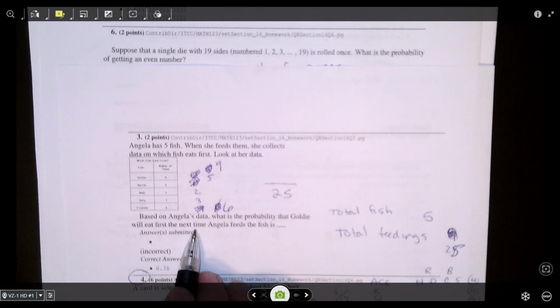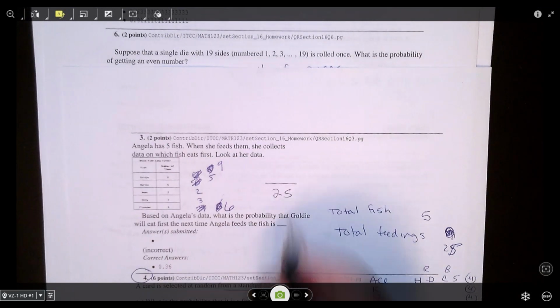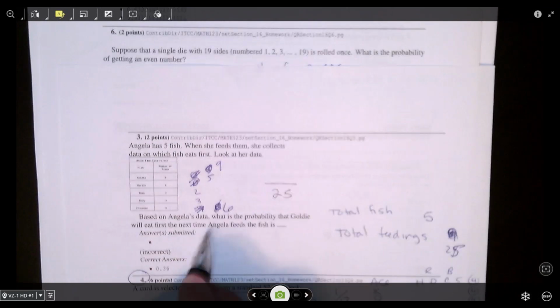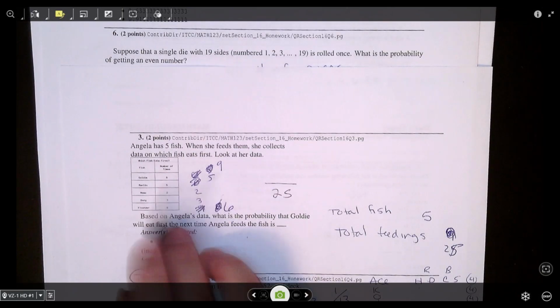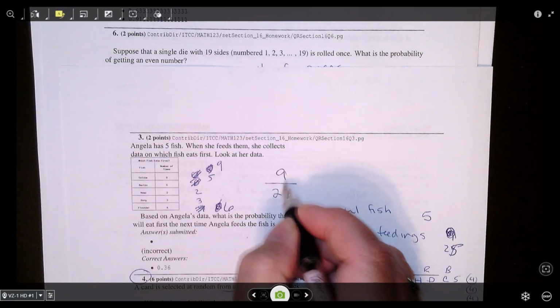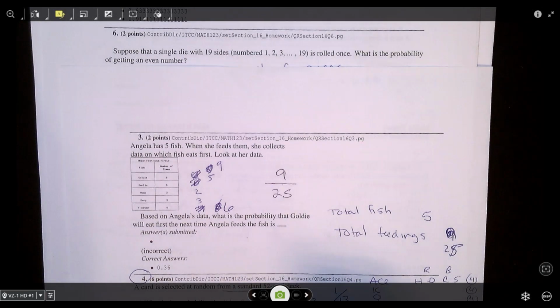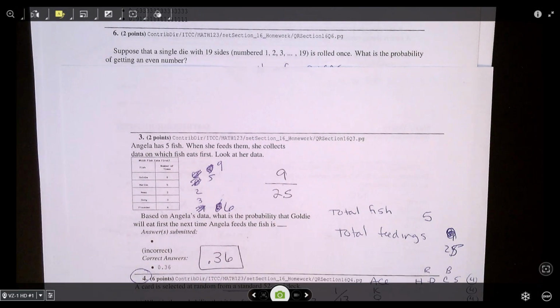And it wants to know what's the probability that Goldie will eat first next time. So remember, look at the total first. The total outcomes was 25. The desired is Goldie. That was this first one. So it's 9 over 25. I don't think it said how to write the answer, so it would probably take either, but they divided it out and got 0.36. They left it in decimal form. Okay. Definitely real life here. You use probability for a lot of things.